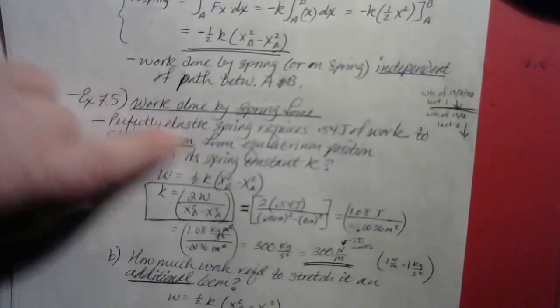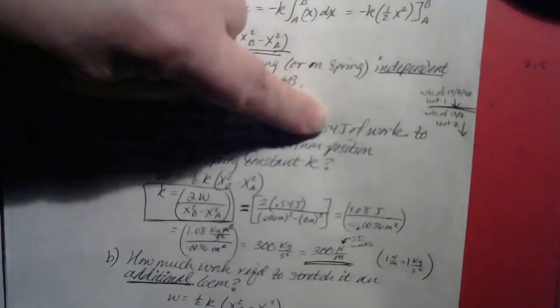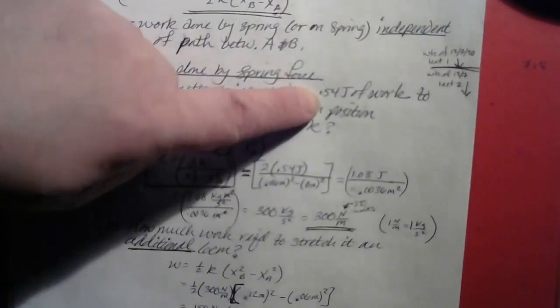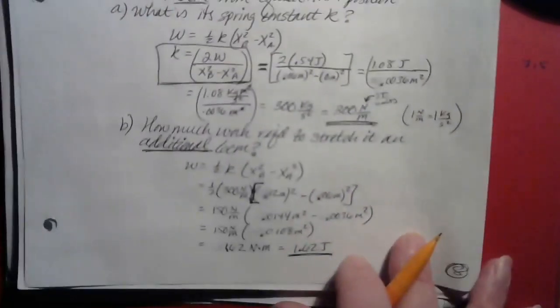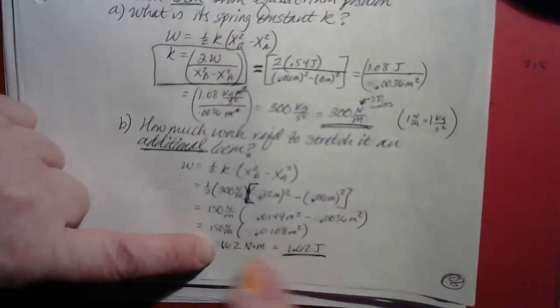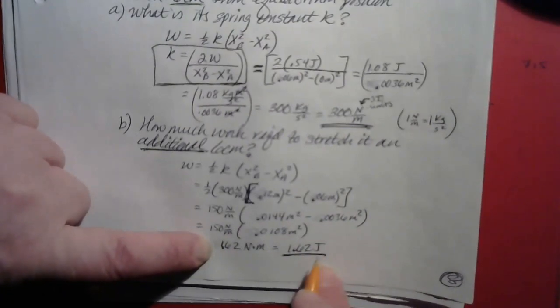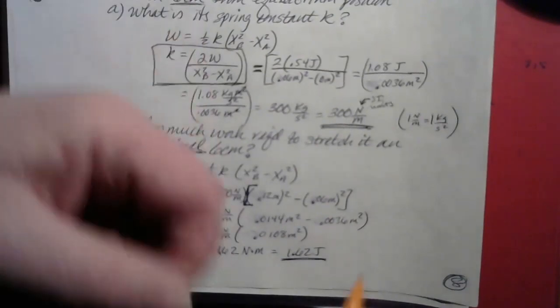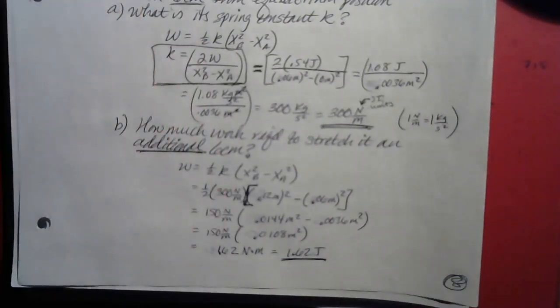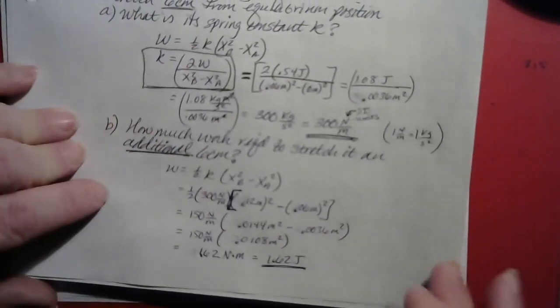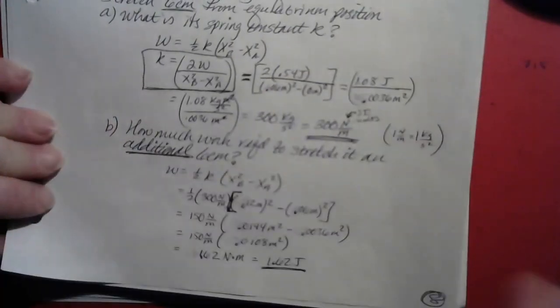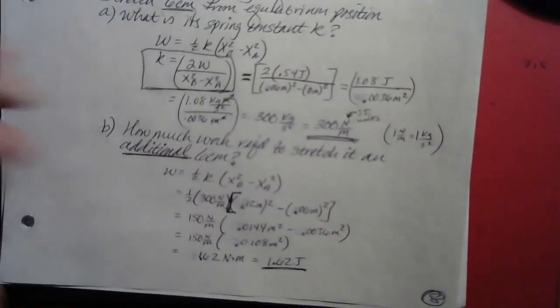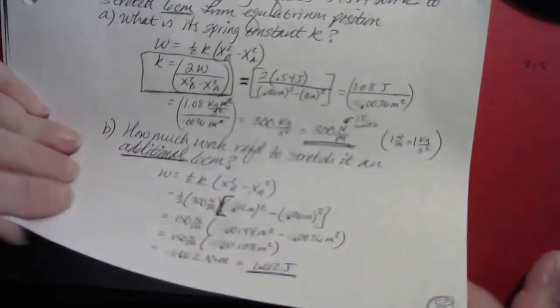Notice in the introduction, it told us how much work it required to stretch the spring from 0 to 6 centimeters. That was 0.54 joules. In order to stretch it from 6 to 12, it takes 1.62 joules, quite a bit more. So the amount of work it takes to stretch the spring increases as you stretch the spring further and further. And if you take an actual spring and stretch it, you'll actually feel that it gets tighter and tighter as you try to pull it further and further.